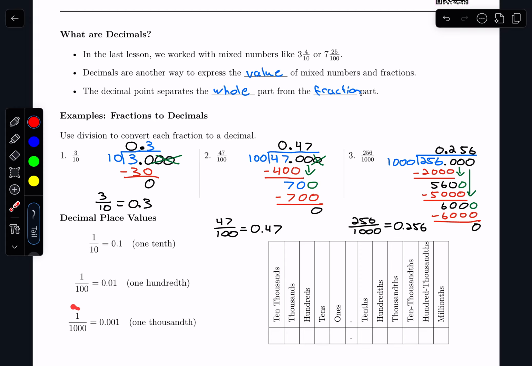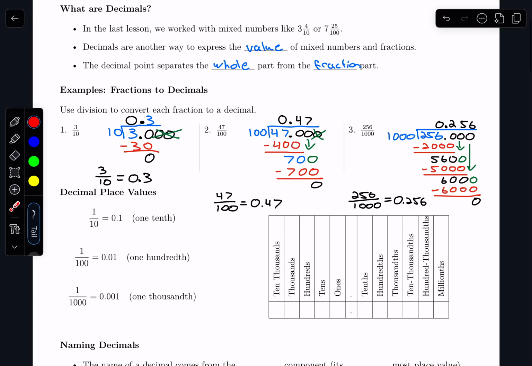Okay, similarly, 1 over 1,000 is 1,000th. Notice that's 3 decimal places where the 1 goes. So it's 001 gives us 1,000th. So similarly, 256 over 1,000 is 256 thousandths. Okay, where when we have 1000 on bottom, that tells us how to name that decimal.